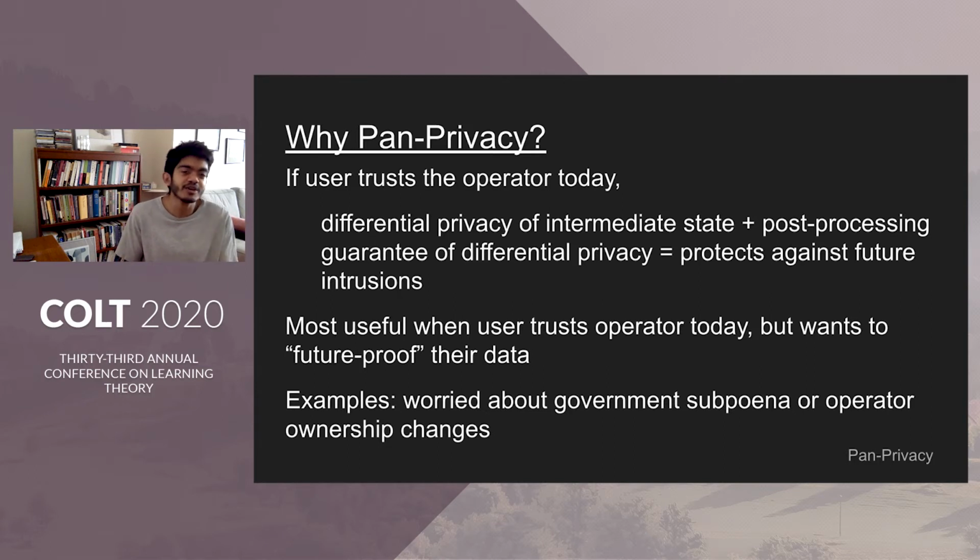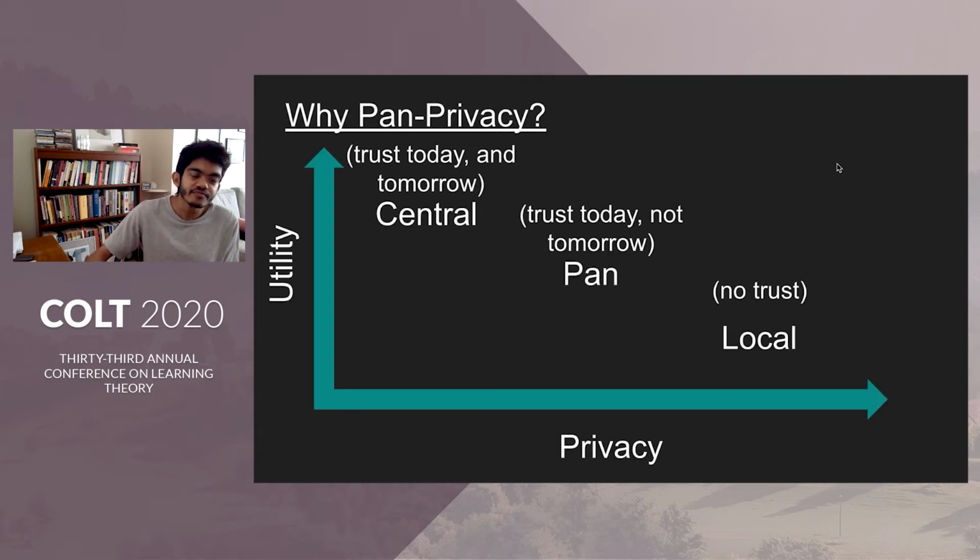So that is why in pan privacy, the trust that the user has for the operator today is really the key point. And so we have this cartoon graph. In the central model, the user needs to trust the operator both today and in the future. The pan model gives a little more privacy. The user only needs to trust the operator today and not necessarily tomorrow. And finally, in the local model, the user doesn't need to trust the operator at all. But as we see on the left-hand side, there is a decreasing utility as a price to pay for the increasing privacy.